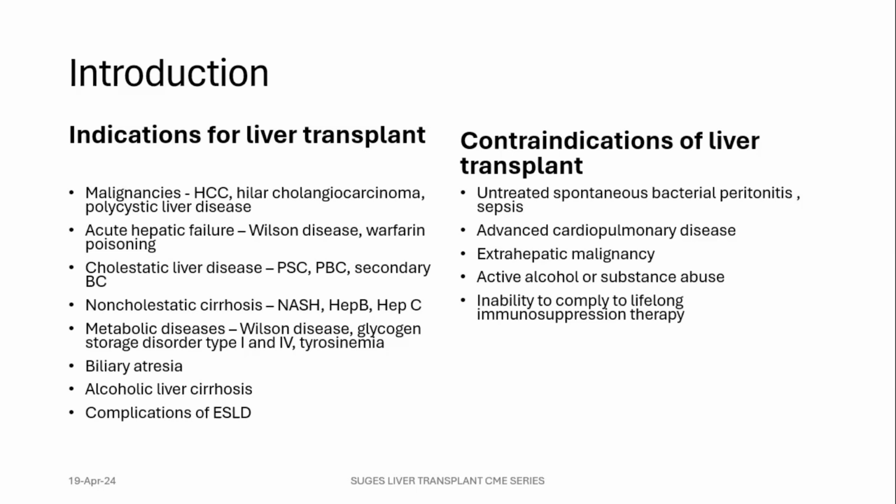Patients who have advanced cardiopulmonary disease, those who have extrahepatic malignancy, for example, if they have a malignancy in the liver, but they also have evidence of that malignancy having gone elsewhere. So we're talking about advanced malignancy. Active alcohol or substance abuse is usually a challenge, especially for those who have alcoholic liver cirrhosis. Many of those will not be candidates for liver transplant if they're unable to stop taking alcohol.